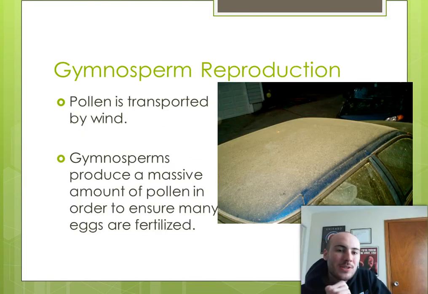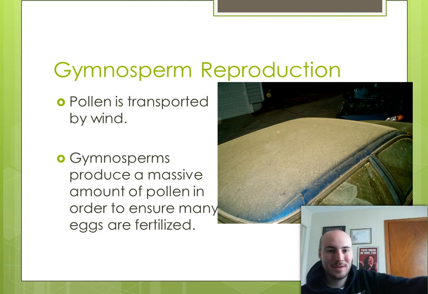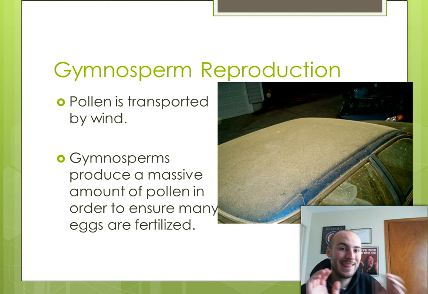Now gymnosperms, they use pollen, and the pollen doesn't get carried by anything in particular. It is transported by the wind. Since you can't predict where wind's going to go, and there's only a small chance that one pollen grain coming from one tree is going to end up directly at another tree, the gymnosperms play a little bit of a numbers game. So they produce a whole lot of pollen because only a certain amount is going to actually make it there. So in order for a gymnosperm to actually reproduce, it needs to produce a lot of pollen.